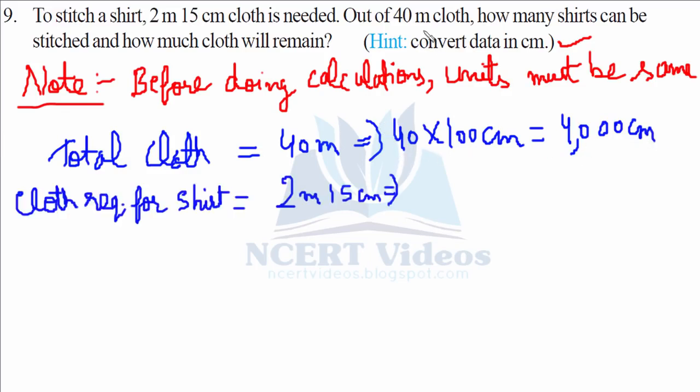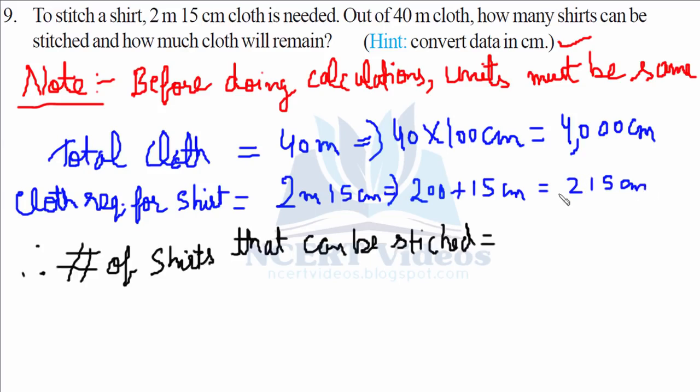Similarly, cloth required for a shirt, that would be 2 meter 15 centimeter, and converting it into centimeter gives you 215. 200 plus 15 centimeter, that gives you 215 centimeter. Now it is simply a division problem. When we will divide both the numbers, we will have the number of shirts that can be stitched, that is 4,000 over 215.